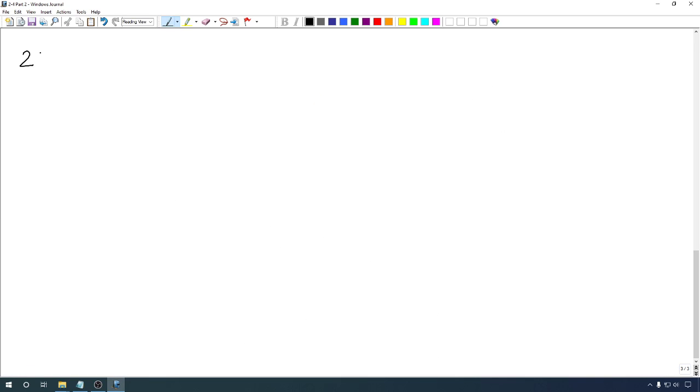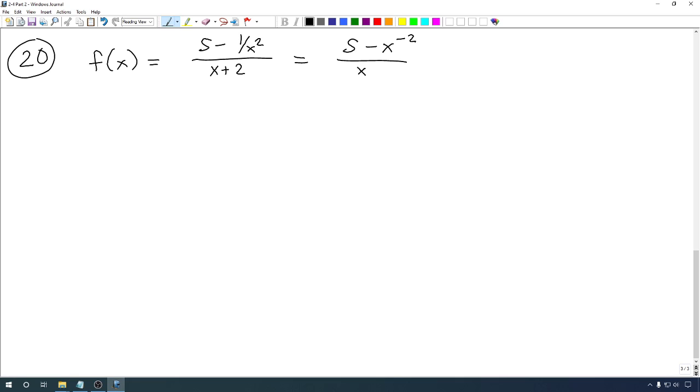Moving right along, let's look at problem 20. Problem 20 says f of x is 5 minus 1 over x squared, over x plus 2. There's actually a couple things that we can do here. For one, we could just go ahead and use the quotient rule immediately. But in that case, we would replace the 1 over x squared with just x to the negative 2 power, and we have to use the power rule for that part. Let's go ahead and actually do that.